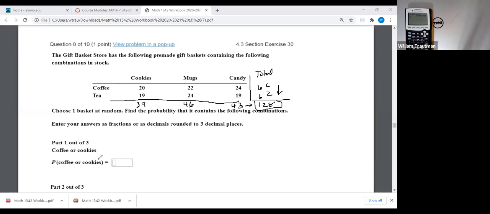Find the probability of coffee or cookies. Probability of coffee or the probability of cookies. So these aren't and. You notice these aren't and. These are like the other ones.